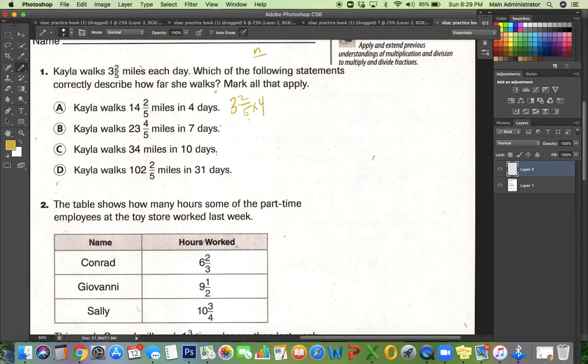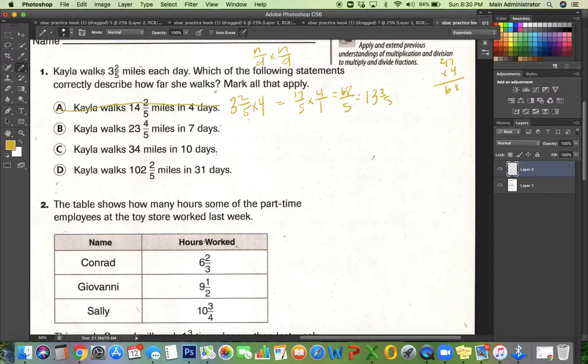I have to have numerator over denominator times numerator over denominator to multiply fractions. So I'm going to make this into an improper fraction. 3 times 5 is 15, 16, 17 over 5 times 4 over 1. 17 times 4 is 68 over 5. I know that 5 times 12 is 60, so 5 times 13 must be 65, and that's not right. So no for A.